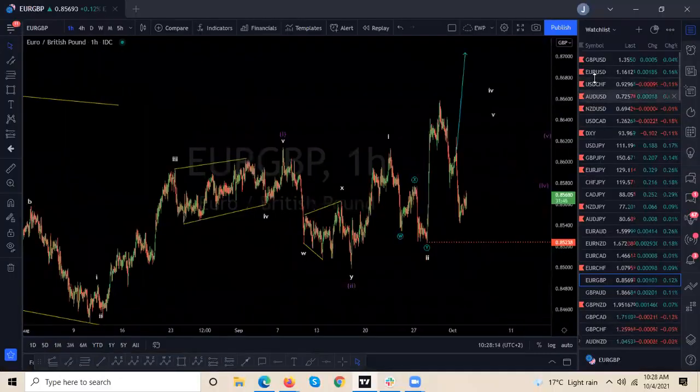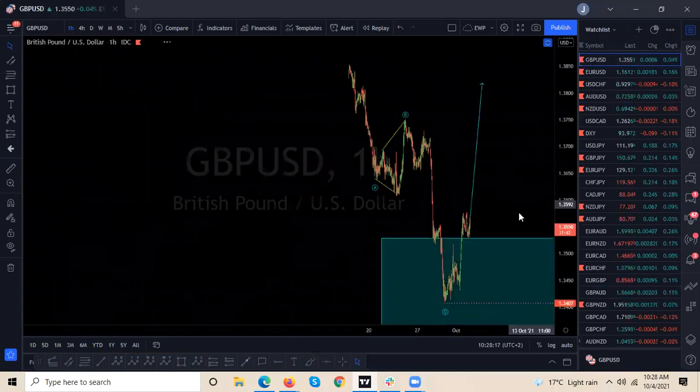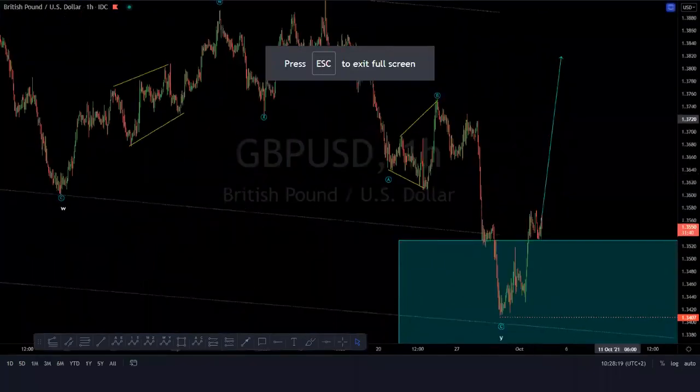Now let's get down to business. Let's look at pound US dollar. Pound US dollar, I'm expecting to see a continuation move to the upside here. So I've been looking at this structure here.